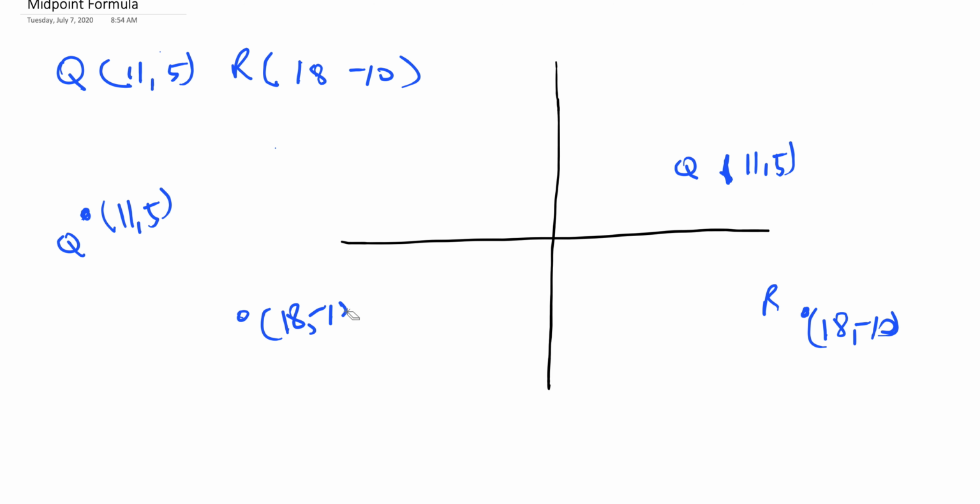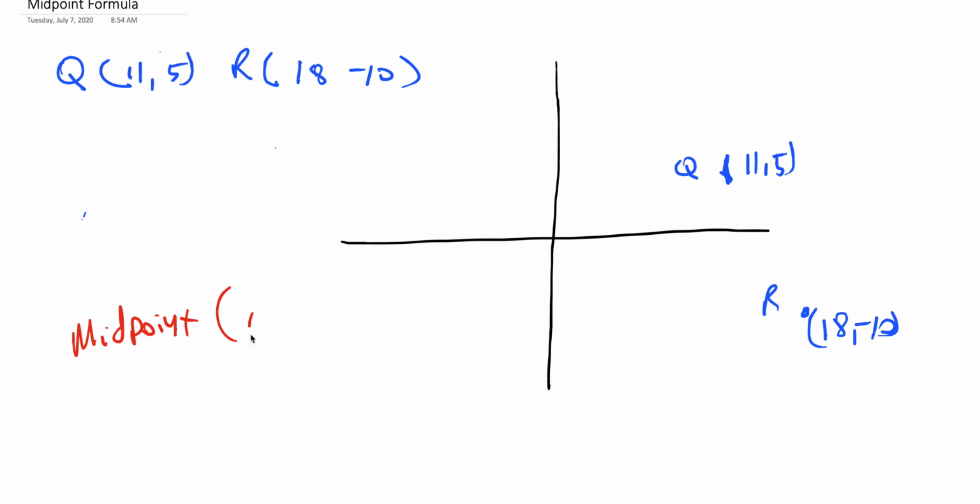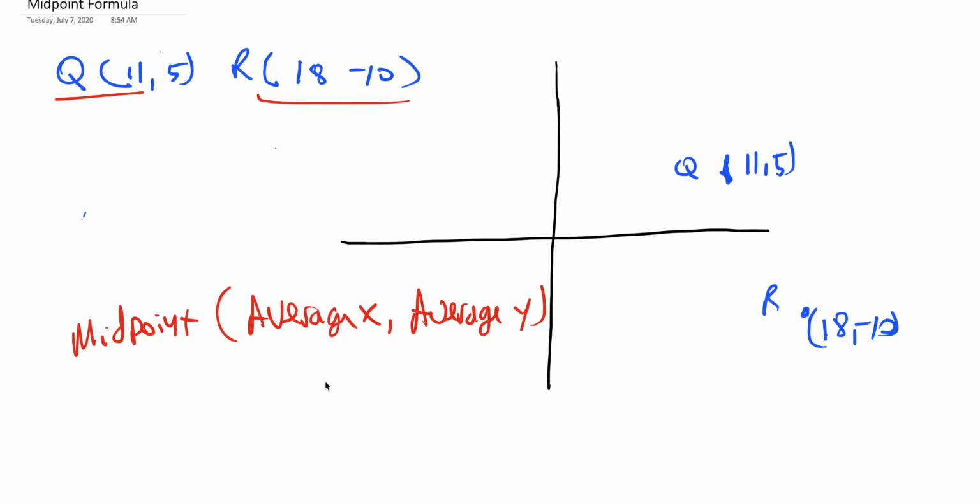Okay. And you just have to do, so the midpoint is the average of the x, the average of the y. It's going to be average x, average y. I mean, you don't have to draw a grid or anything. You can just do it from the problem itself. All right, so average x, average y.